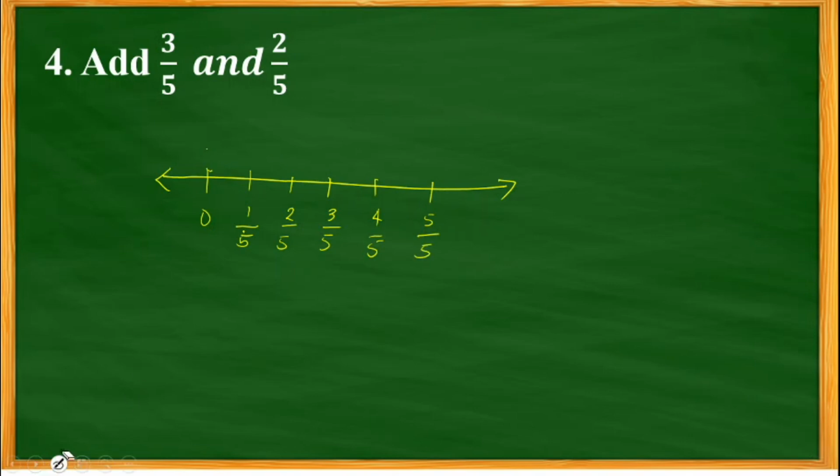Okay, now let's proceed. So you're going to travel from 0 going to 3/5. And then you're going to add two more, because 2/5. So you're going to 1, 2. So this would be 3/5 and this would be 2/5. Now the answer would be 5/5.